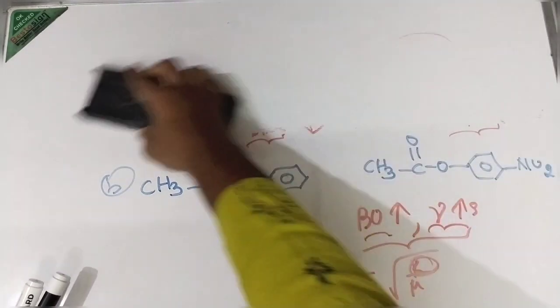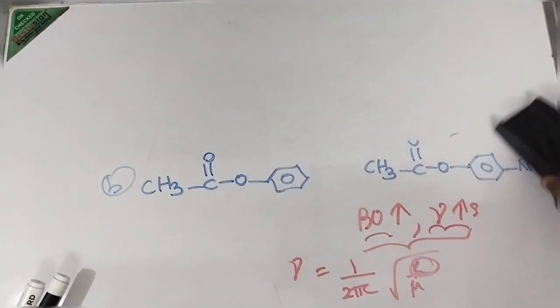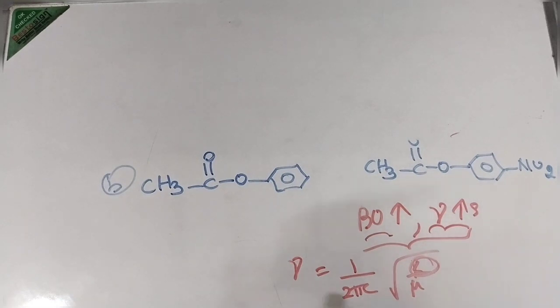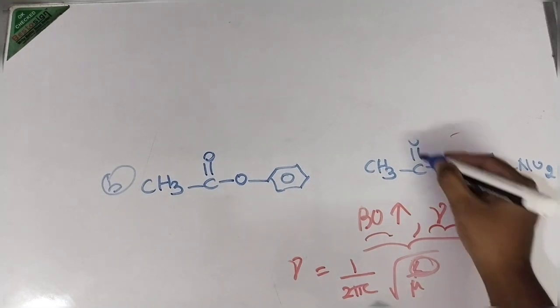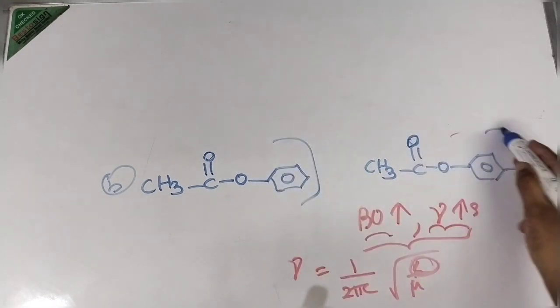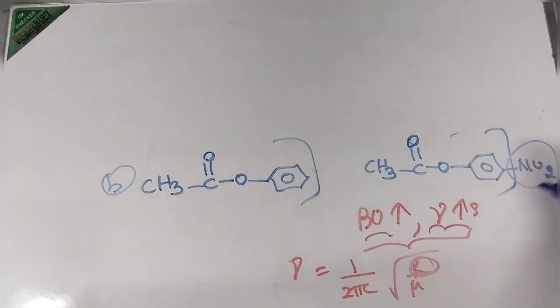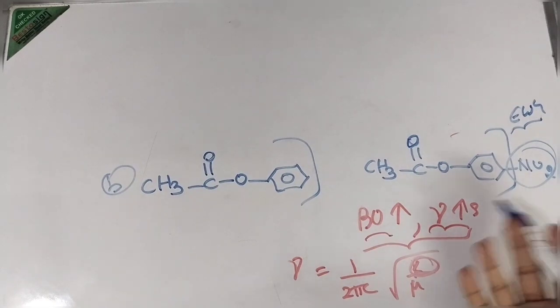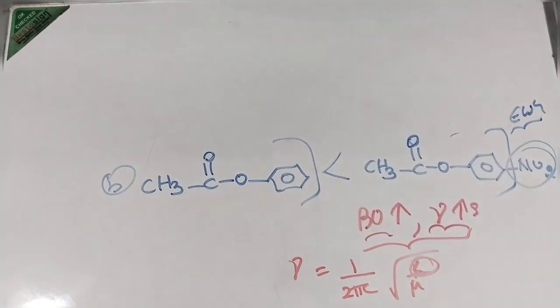Now see the second one. The second one is also very easy, right? Because all the groups are the same except this nitro group. What kind of group is nitro? It is an electron withdrawing group. So obviously, as an electron withdrawing group is present, frequency will get increased. Hence this will have higher frequency.